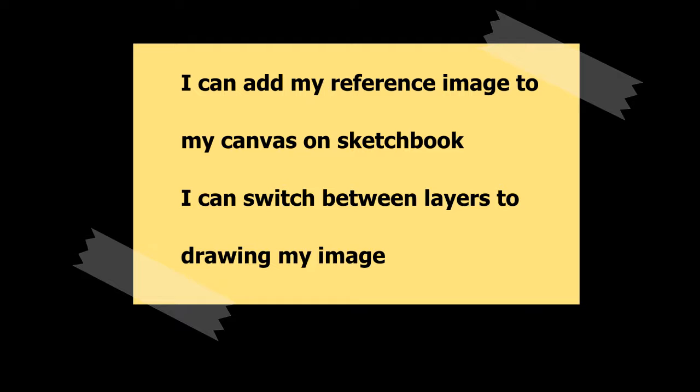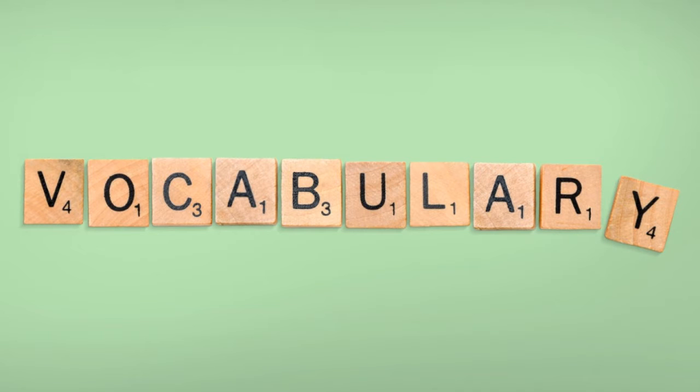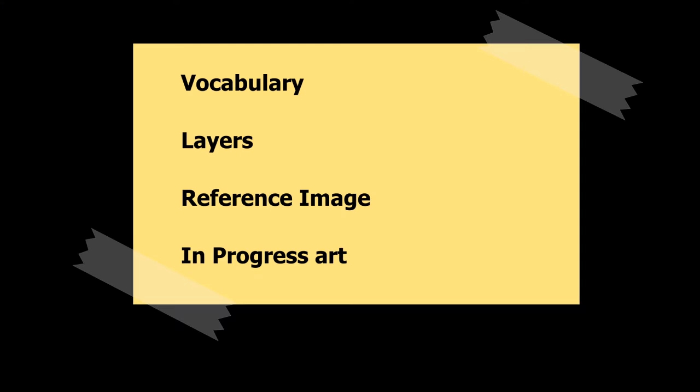Today's goals are: I can add a reference image to my canvas on Sketchbook, I can switch between layers to start drawing my image, and I can submit an in-progress photo of my work. Our vocab for today is layers, reference image, and in-progress image.